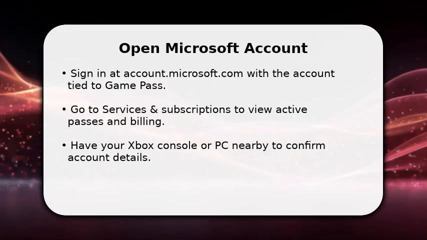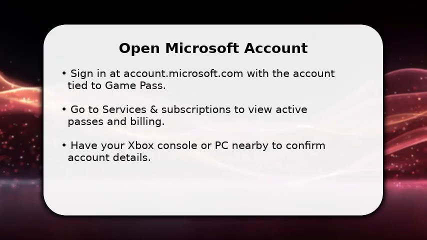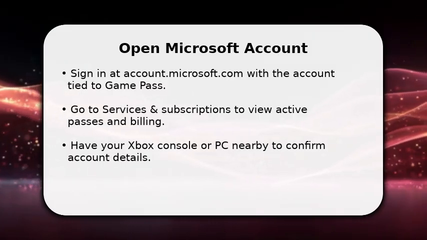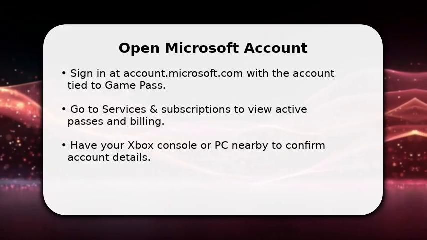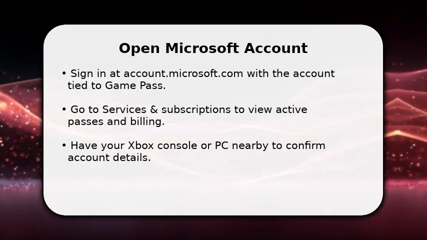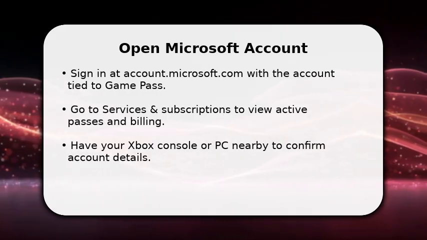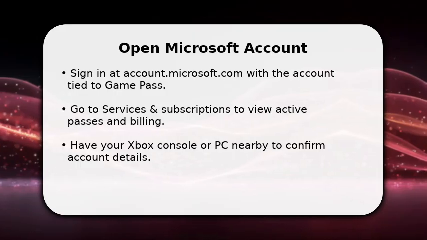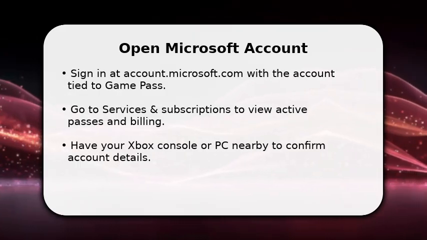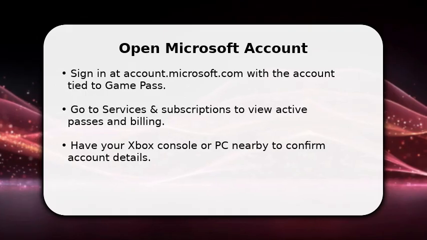You start by signing into your Microsoft account, using the exact Microsoft account attached to your Game Pass. Once signed in, go straight to Services and Subscriptions. This page lists active subscriptions and renewal dates. Make sure to use the account that purchased or redeemed the pass, not a secondary profile.